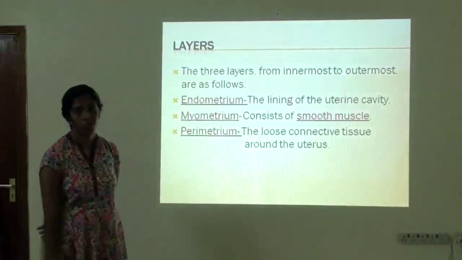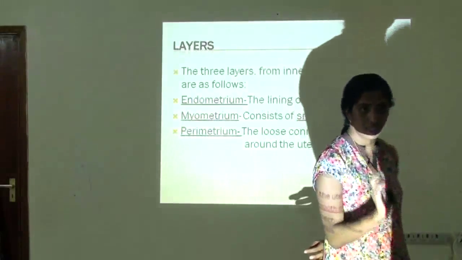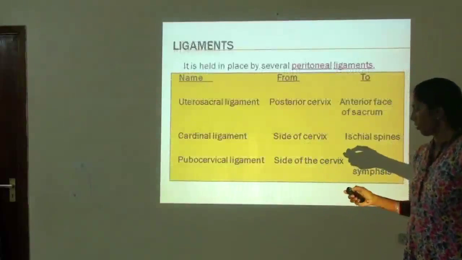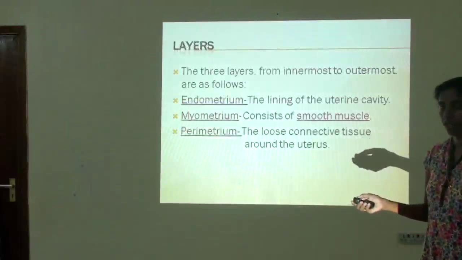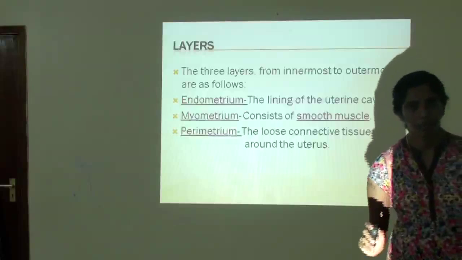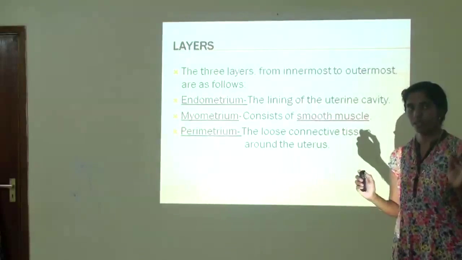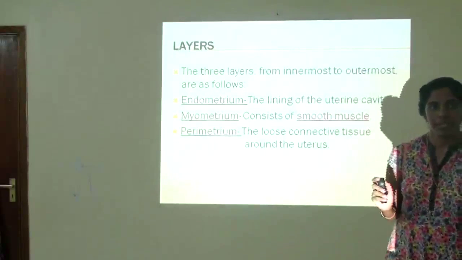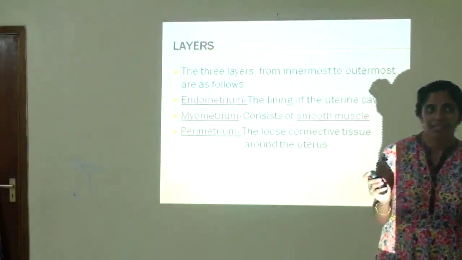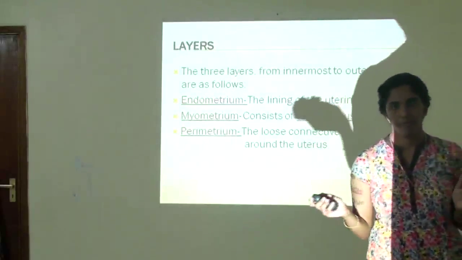Next is the layers of the uterus. Uterus is composed of 3 layers. One is the endometrium, then you have the myometrium, and you have the perimetrium. Endometrium is the innermost lining of the uterus. A particularity about this layer is that it sheds during menstruation, and it is the endometrium that actually helps in the implantation of the fertilized ovum.